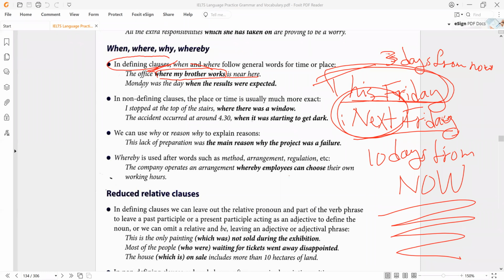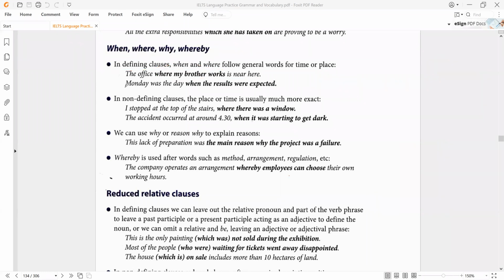Now, where is it? Monday was the day when results were expected. Non-defining. I stopped at the top of the stairs. I stopped at the top of the stairs where there was a window.